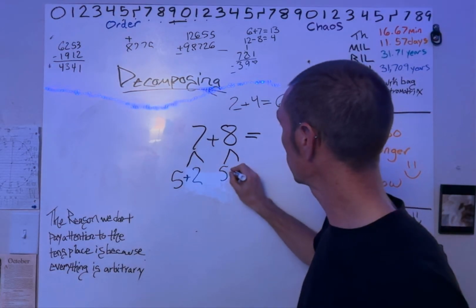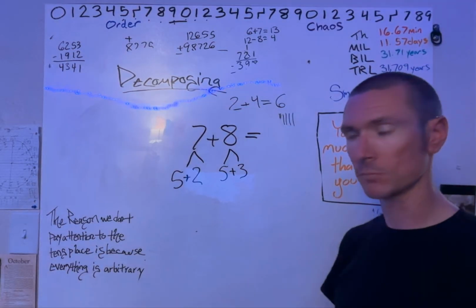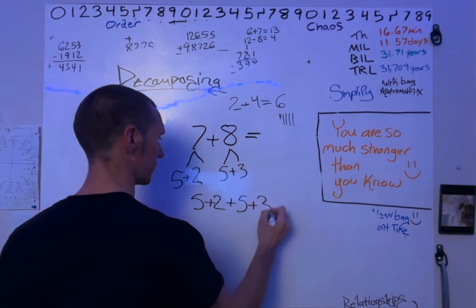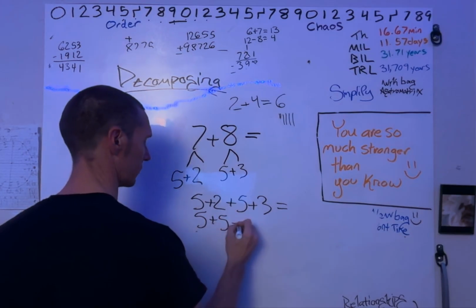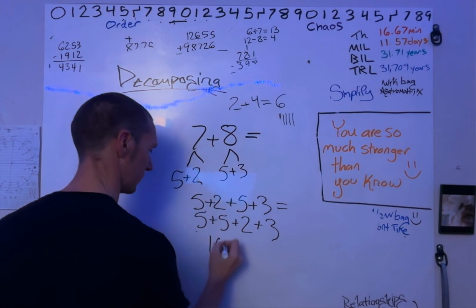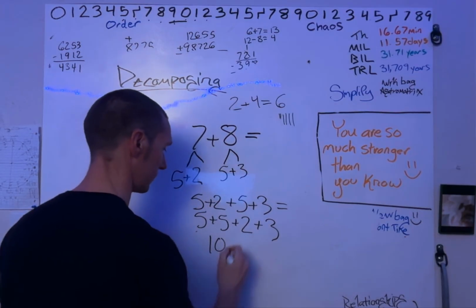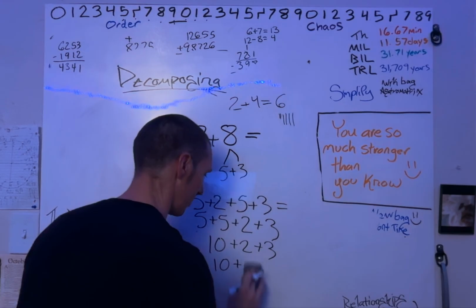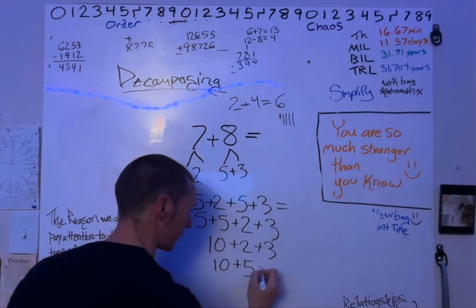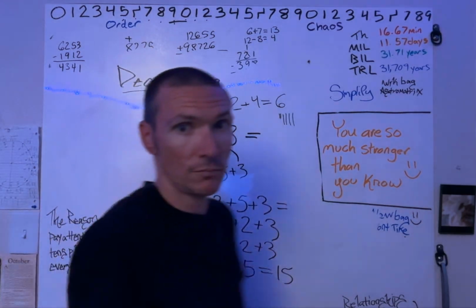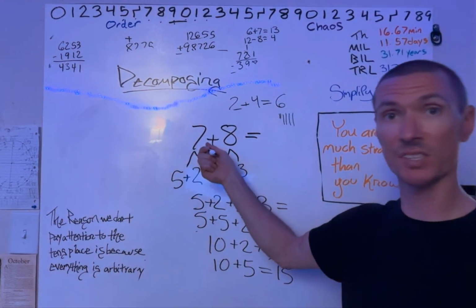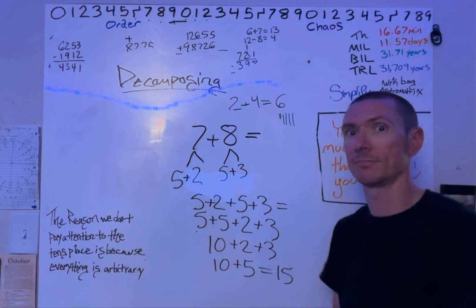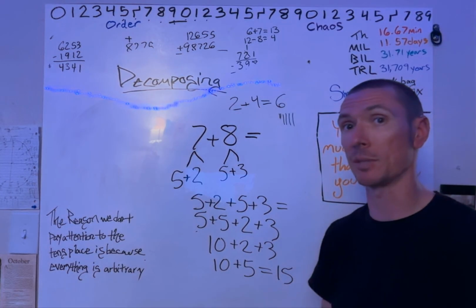Let's represent 8 as 5 plus 3. Why not? Okay. 7 plus 8 is the same thing as 10 plus 5. You just changed the values to make them easier to work with.